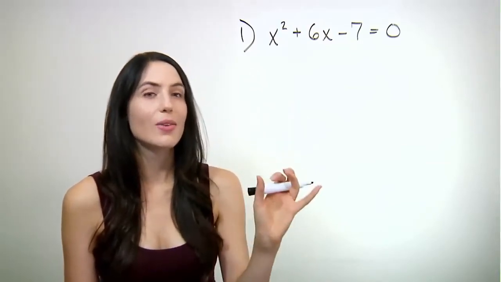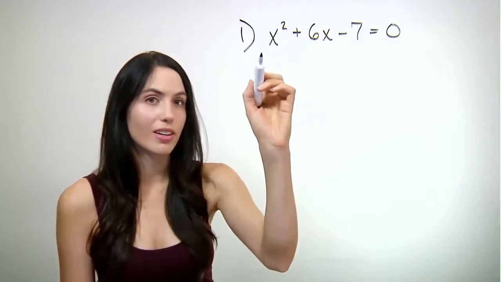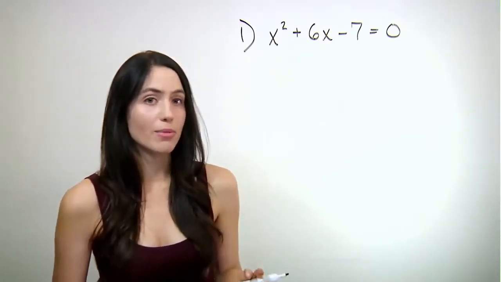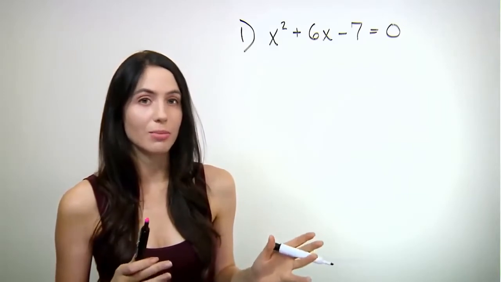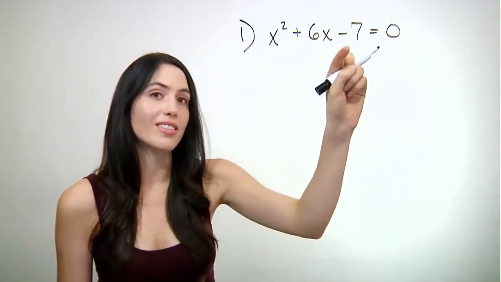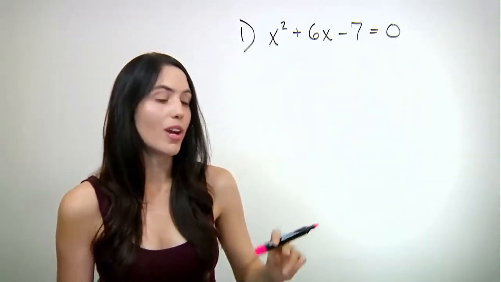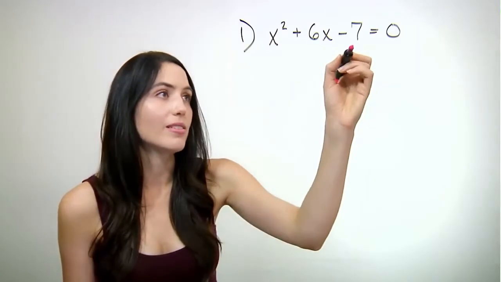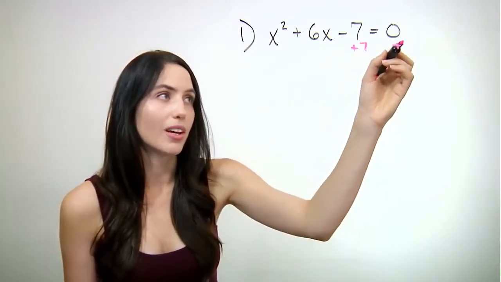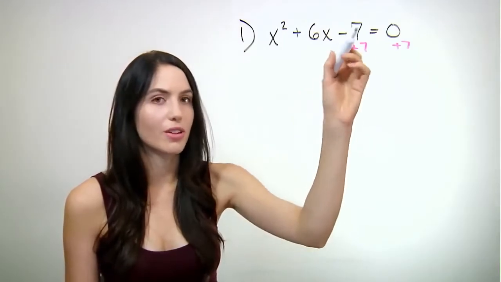Okay, say you have an equation like this that starts with x squared, positive x squared. The first step, actually for all of these completing the square problems, is to move this constant to the right side. So in this equation, the way you would do that is to add 7 to both sides. So always just move that constant over to the right.